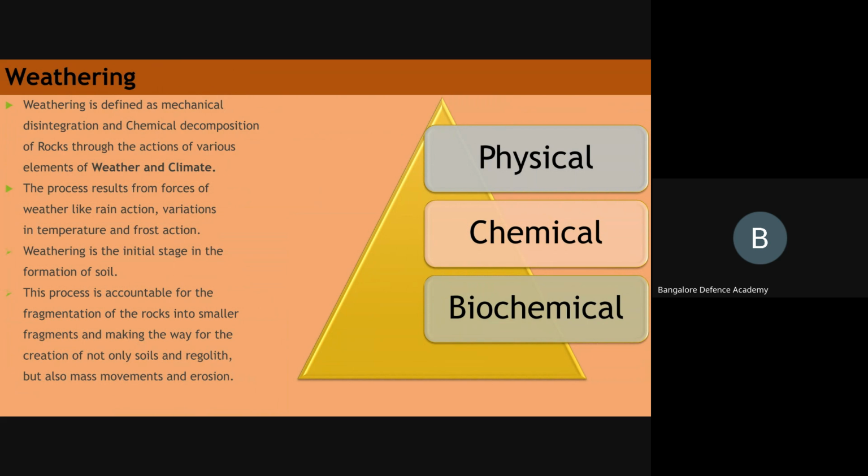Next one is called weathering. Weathering is defined as mechanical disintegration. Because of mechanical action, the rock will be disintegrated. Only disintegration, no erosion. Erosion means that the disintegrated rock has to be carried away from there. So in weathering, only disintegration will be happening, then only erosion will be taking place. And also chemical decomposition of the rocks through the actions of various elements called weather and climate. The main reasons are weather and climate. The different types are physical weathering, chemical weathering, and biological or biochemical weathering.